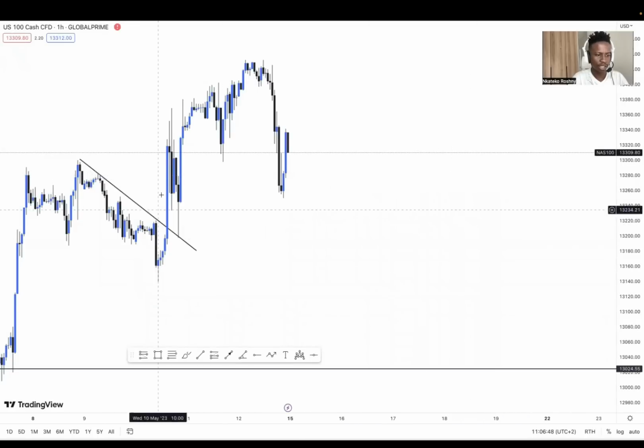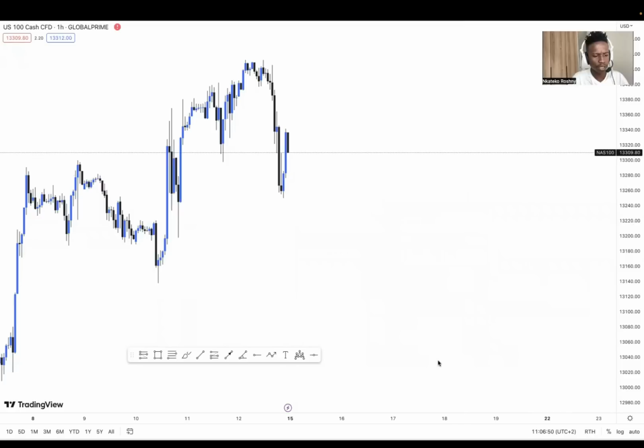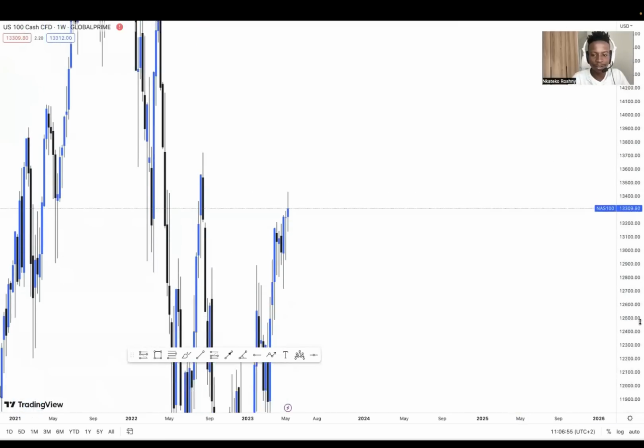So on NAS100, you can see breakout, trend, retest beautifully. That's nice. But let's just go to the weekly time frame and see what it is that we have on the weekly time frame.